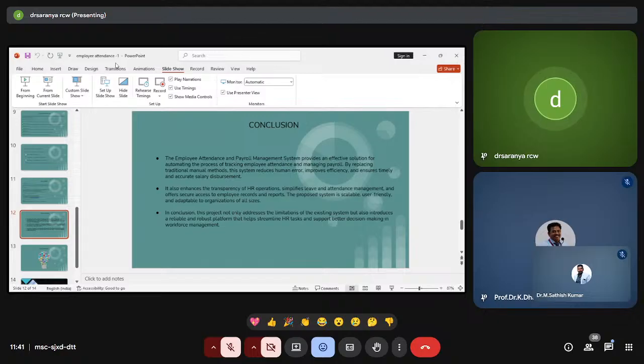Conclusion. The conclusion highlights that the employee attendance and payroll management system is an effective alternative to manual methods. It streamlines HR processes, ensures timely salary disbursement and transparency, and supports better decision making. Thank you.